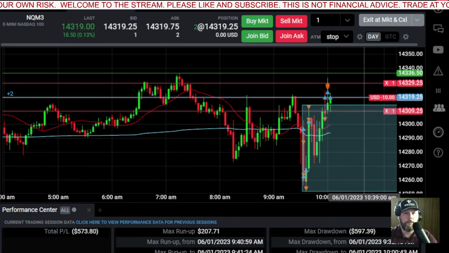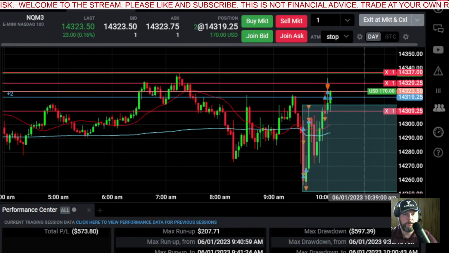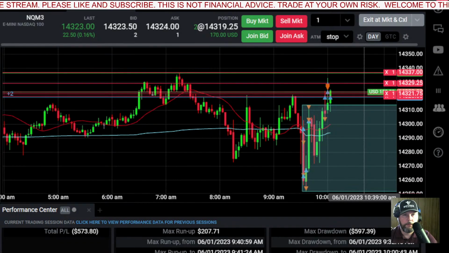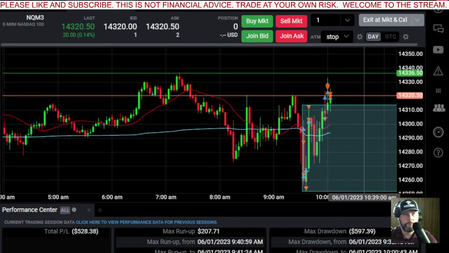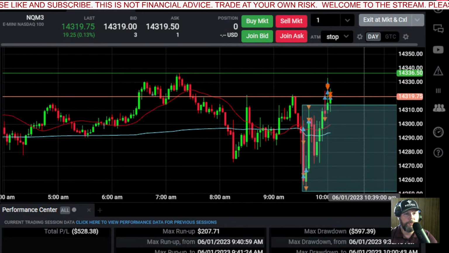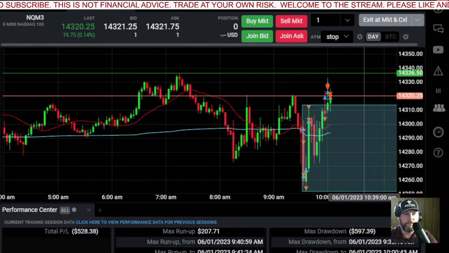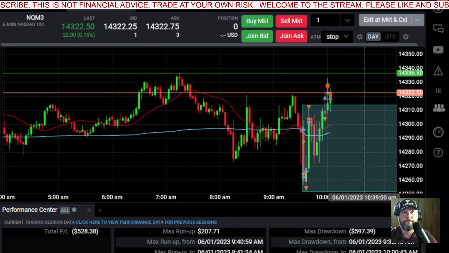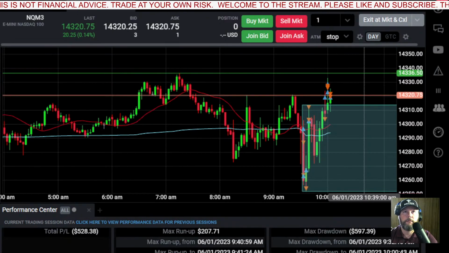All right, going to take a long here. Try to get this move up. Stops at break even, so can't lose on it. Stopped out on both. Not very much profit there. $50, if you will. Probably moved my stop a little too quick.